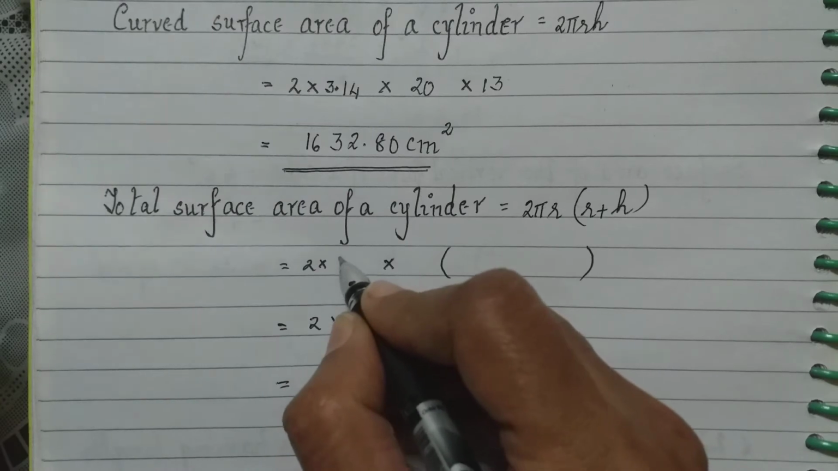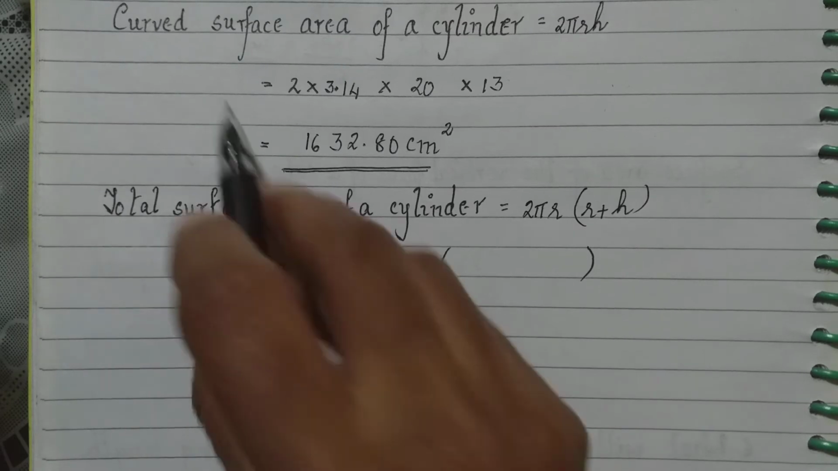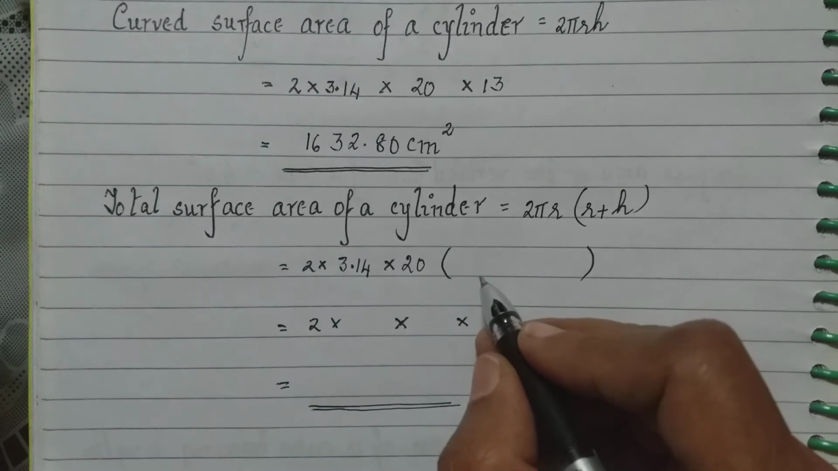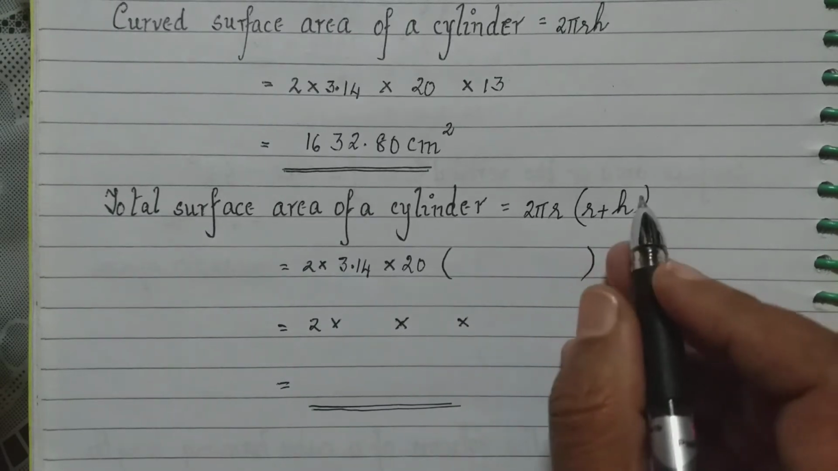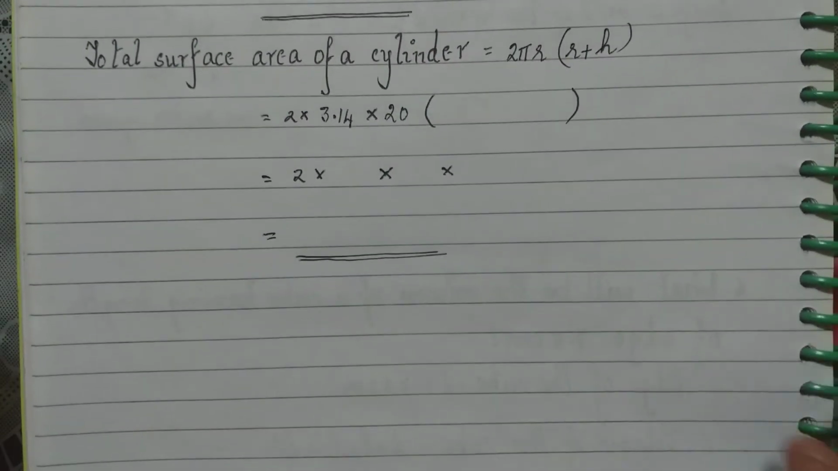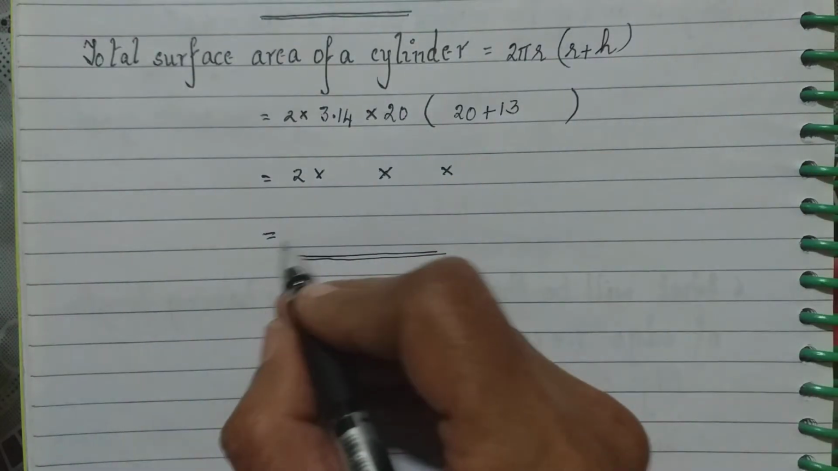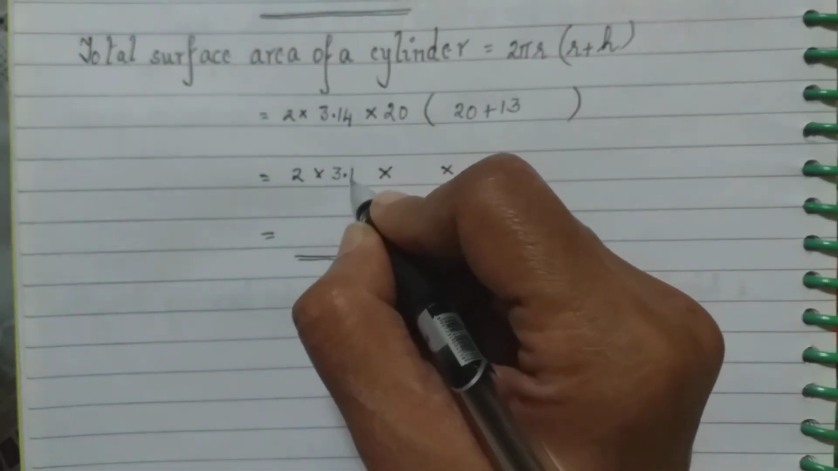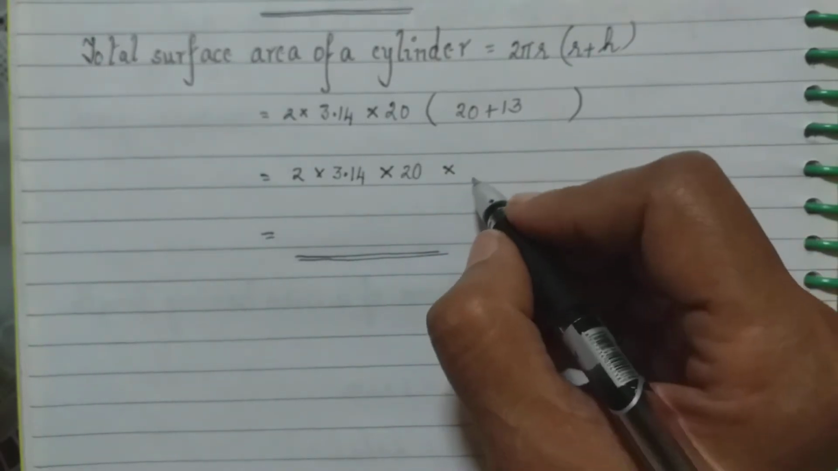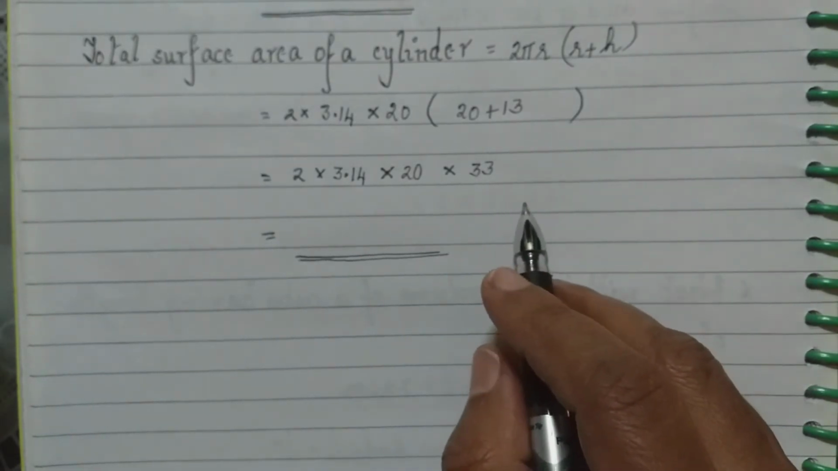2 into pi, which was 3.14, into r, which was 20 centimeters, so we write here 20. And now in the bracket r plus h. R is 20, h is 13. So 20 plus 13. So this becomes 2 into 3.14 into 20 into 33, since 20 plus 13 is 33. Then we multiply all of them together.